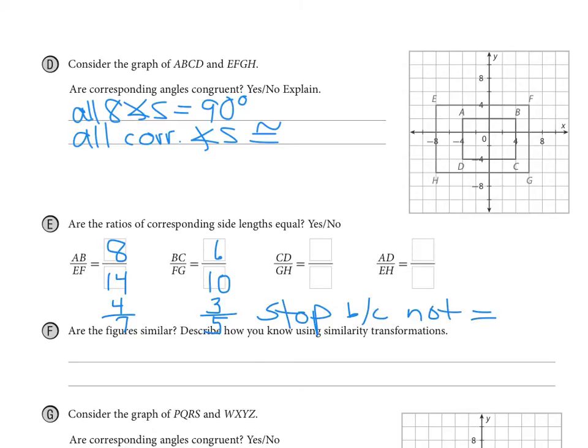These ratios are not equal, and so we would say that these corresponding side lengths are not in proportion. Because we got 4/7 and 3/5, we can find these other values if we want to very easily, and again just by counting. But as soon as we get a no, are the figures similar? We would say no, the corresponding sides are not proportional.